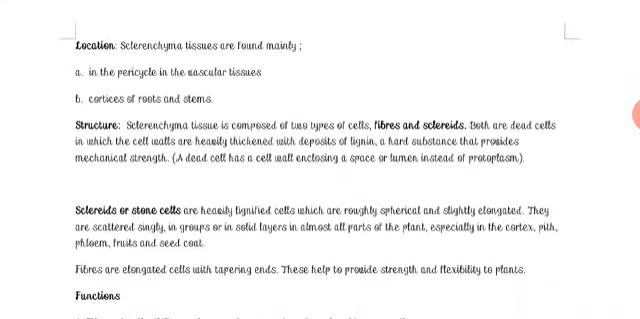A dead cell has a cell wall enclosing a space or lumen instead of protoplasm. That is giving us an idea about what a dead cell is about. It has a cell wall enclosing a space or lumen instead of protoplasm.